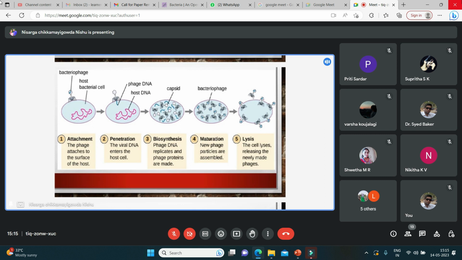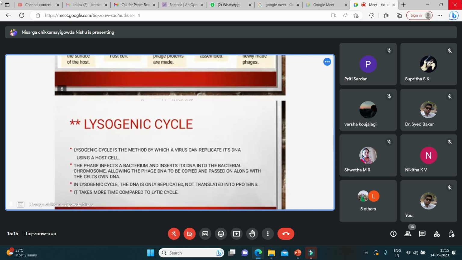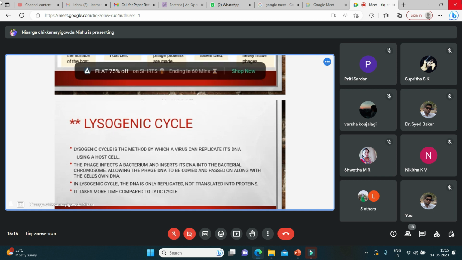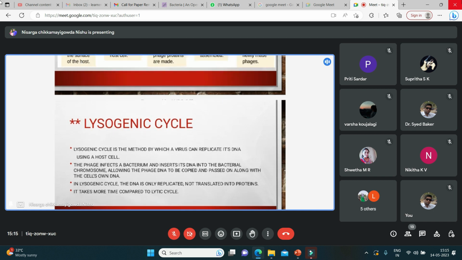Now we move on to the lysogenic cycle. Here, attachment and adsorption are the same. Then the viral genome gets inside, but instead of going into biosynthesis and forming viral components, it undergoes a step called integration. In integration, the viral genome gets combined, fused, with the host genome.